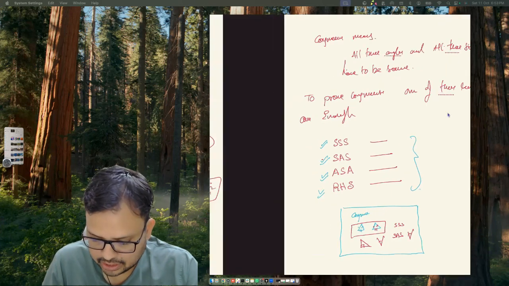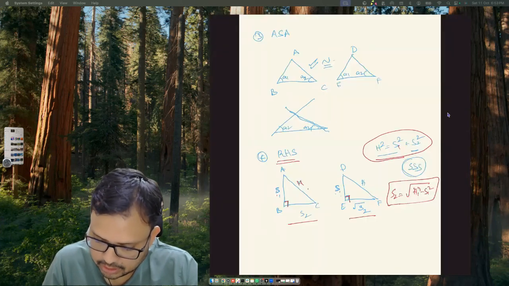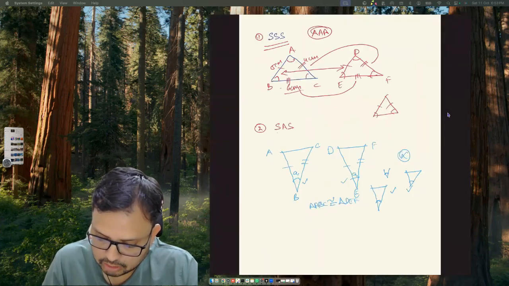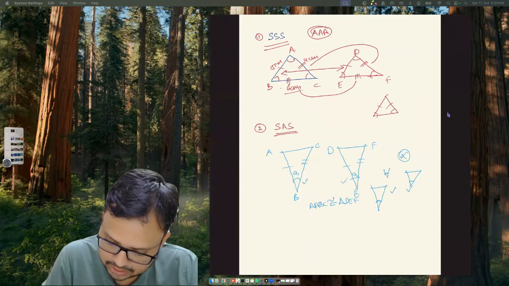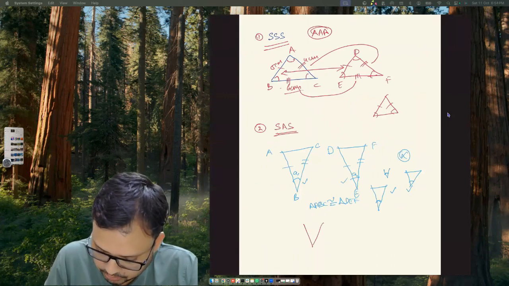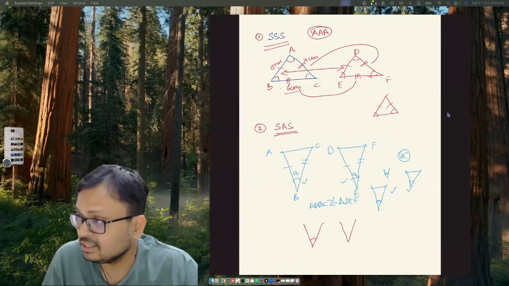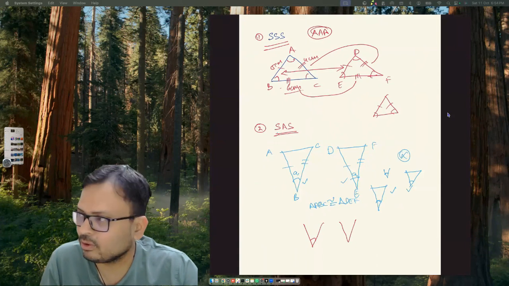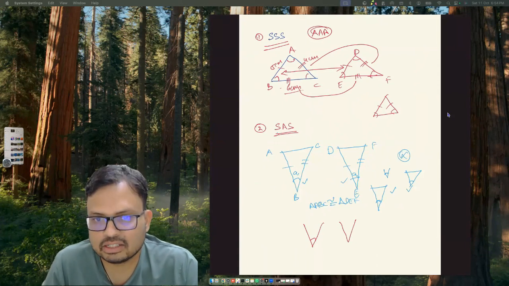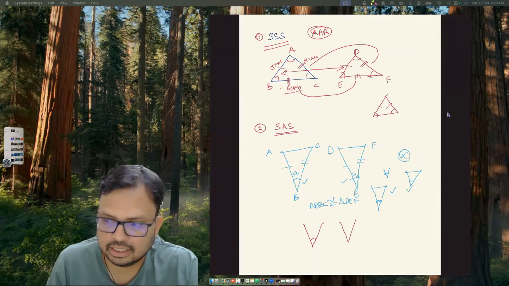But do make sure that you try to challenge the norm and ask why SAS is there. Can I take a V and create the same angle? Let's say two V's. Can I create triangles which are not congruent? That is the best way to understand congruence of triangles.